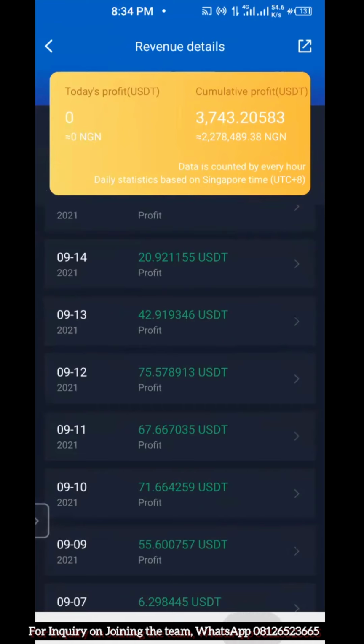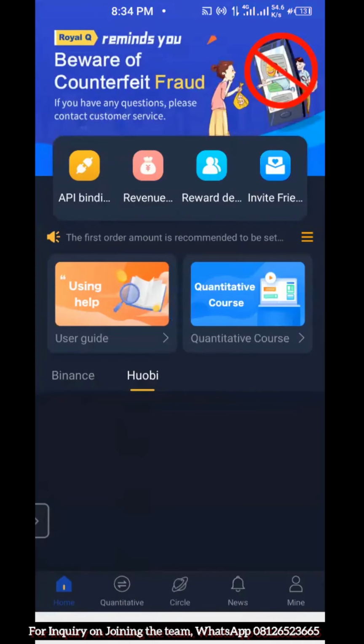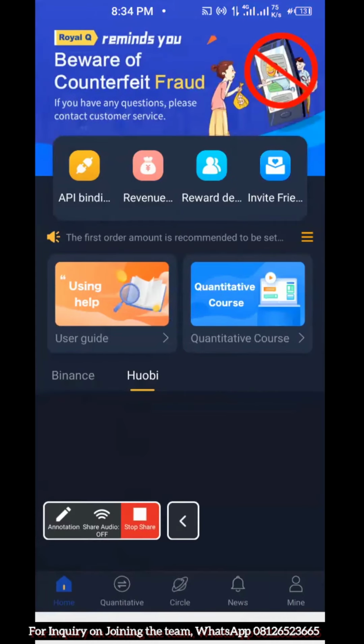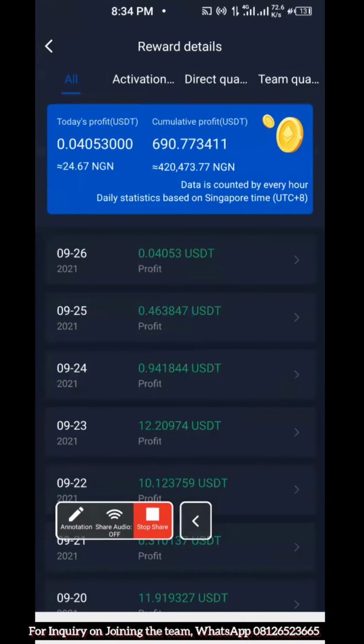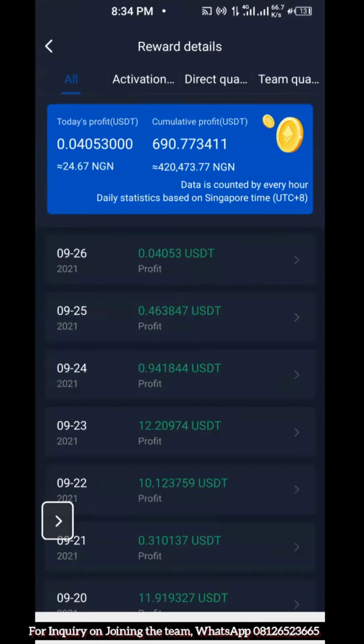So that's it about the revenue. Then I'm just going to talk about this next button. Then we go into the trade setting itself. The next button is the reward detail. For reward detail, that's where you find out how your team is doing, number one, and how much you have made from your team.